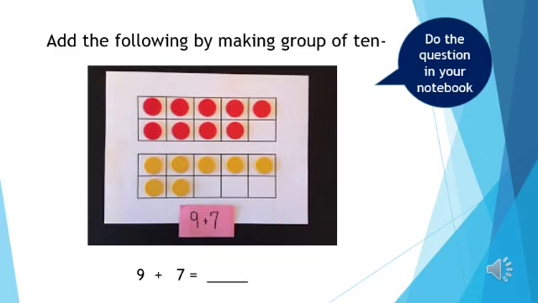How you are going to find? You will have to make a group of 10 first and keep the loose ones, and then count and write the number by looking at the 10 and 1s. Okay, take your time, do it neatly in your notebook, and then move to the next slide where you are going to get answers.